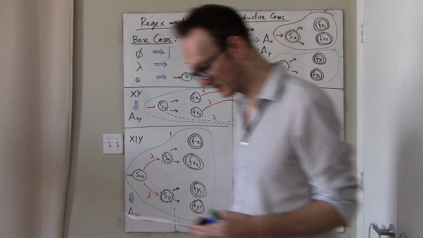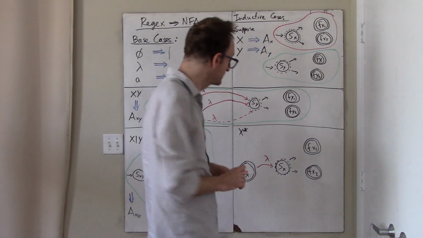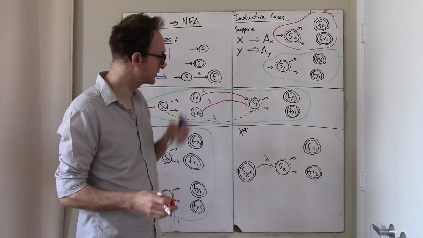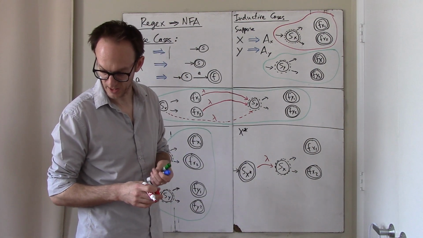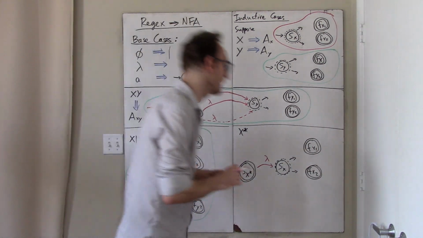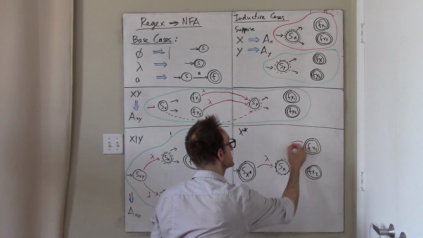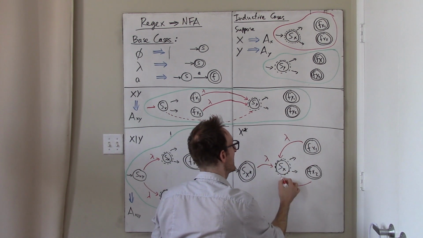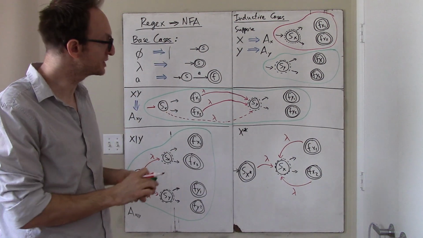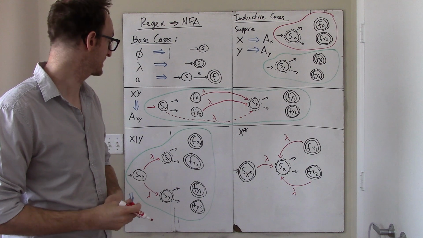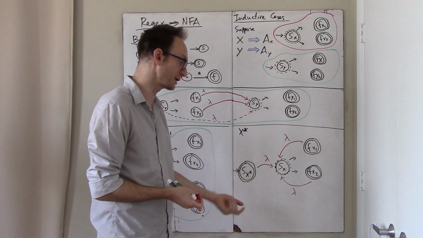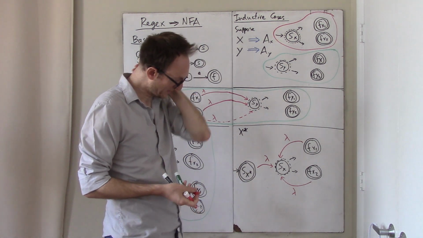And then, basically, when this machine, if we ever get to, make sure I say this correctly, then basically, I'll just say it, then just lambda from each of the accept states of machine Ax to what was the old start state of this machine. Okay, what is going on here?